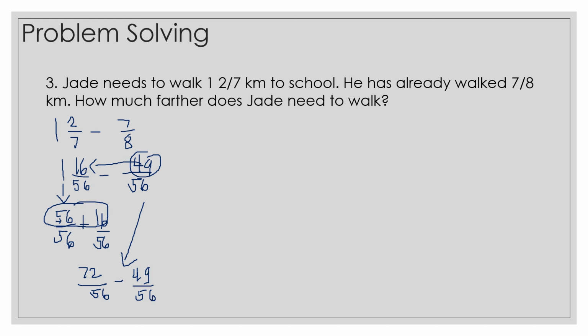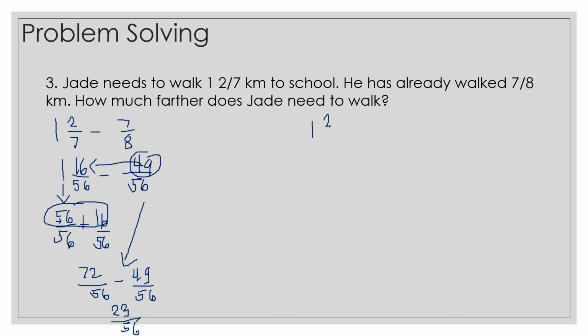72 minus 49 is 23. Copy the denominator 56. Therefore, the answer is 23 over 56. But wait, there is another solution.